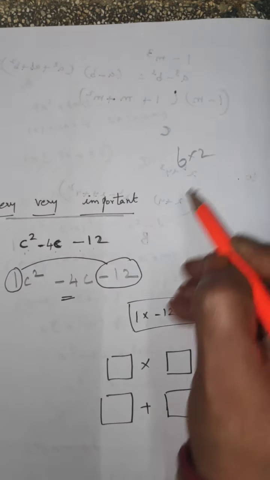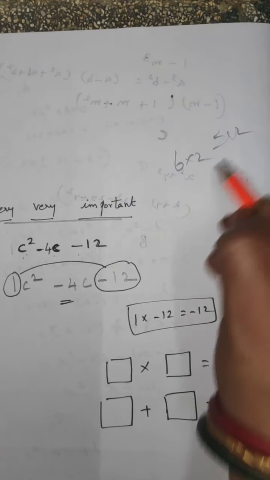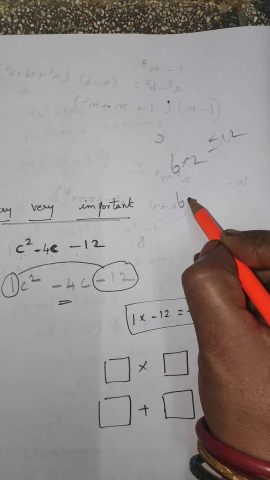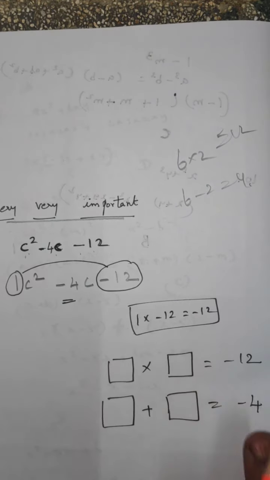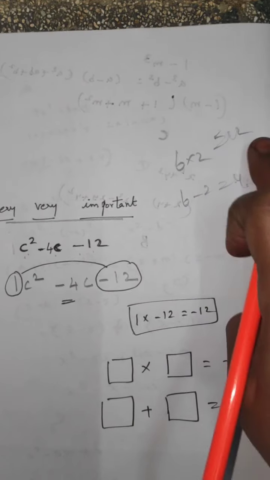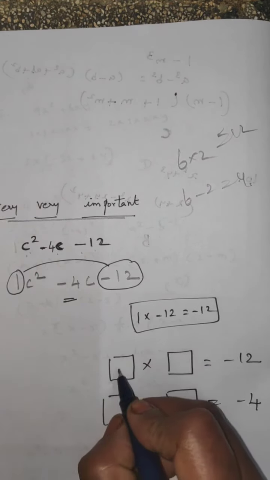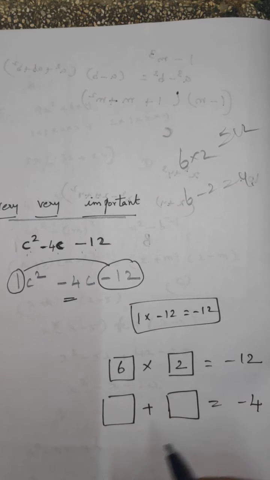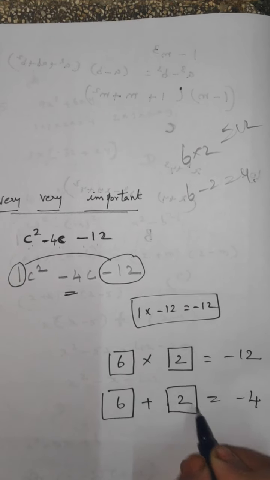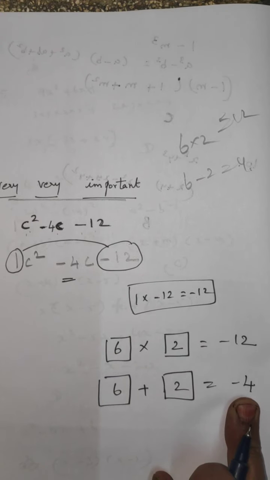6 2s are 12. 6 minus 2 equal to 4. Will the answer come or not? So the symbol only balances. Where do we want to put the symbol? You see there, first you write 6 and 2. 6 2s are 12. 6 minus 2, the answer should be minus 4.